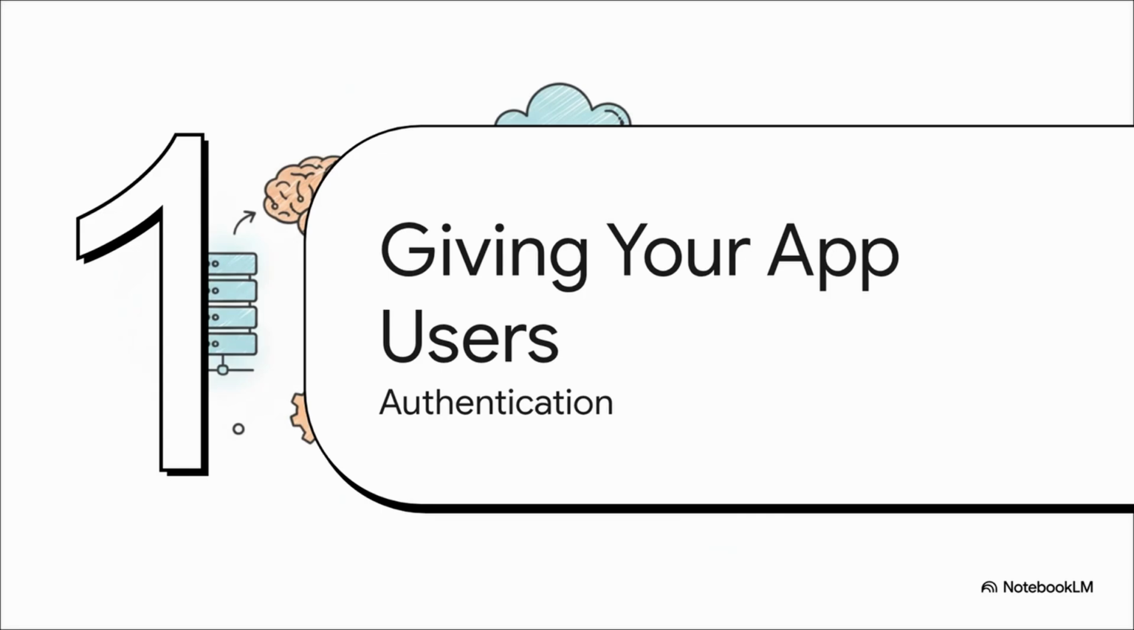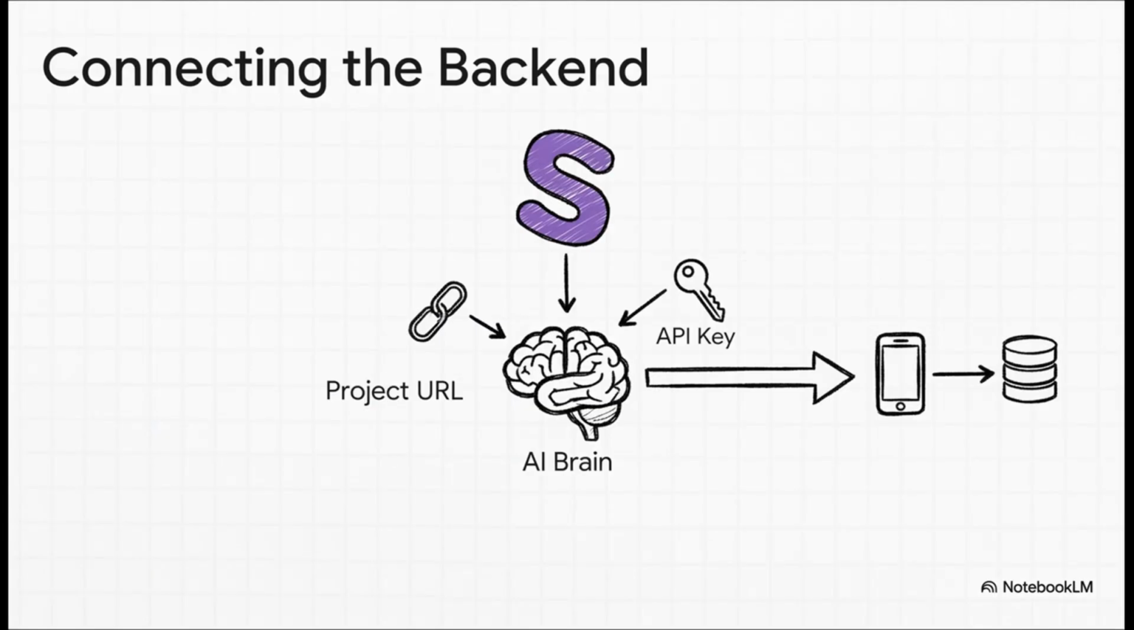Step 1, giving our app users. Every good app needs a front door with a lock on it, right? We need a way for people to sign up, log in, and basically prove they are who they say they are. And that whole process, it's called authentication. Now, for all the heavy lifting on the back end, we're going to use a platform called Supabase. Just think of it like a pre-built engine for our app. And the setup is, well, it's kind of wild.